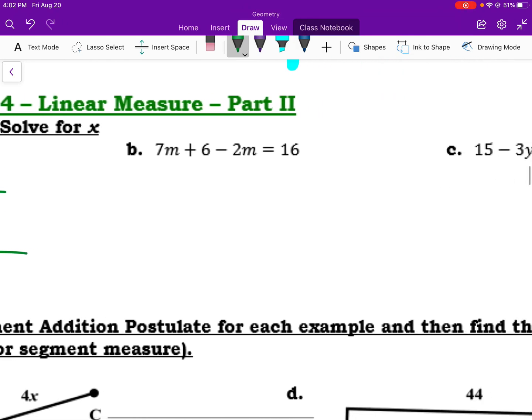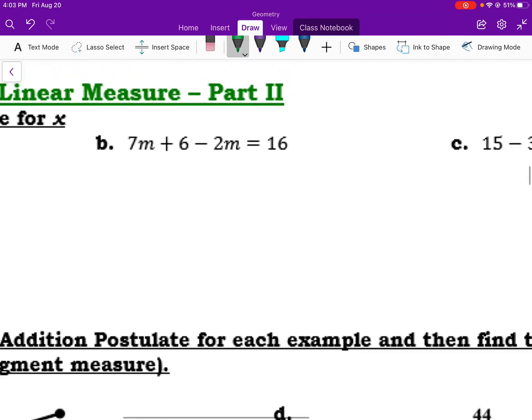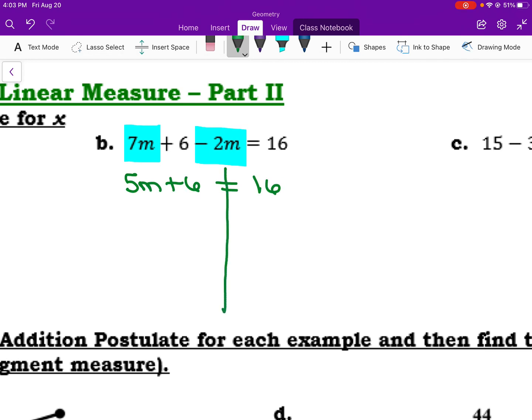Let's look at B. This one's a little bit different. Still, the goal is to isolate my variable, which is m. But notice that this time I have two terms with m's, and they're both on the same side. So if I combine those like terms, I will get a 5m. I want to bring down my plus 6, my equal sign, and my 16 because I haven't made any changes there, right? And I'm still trying to get this m by itself.